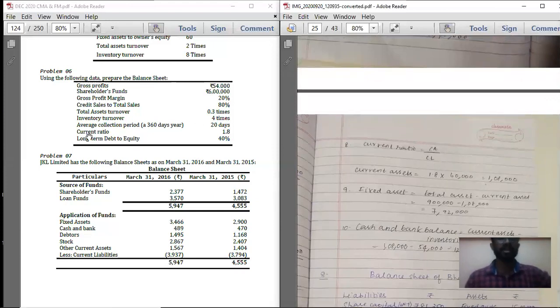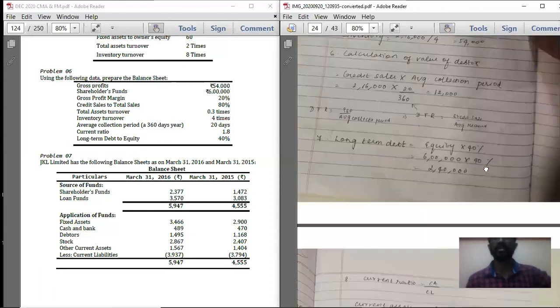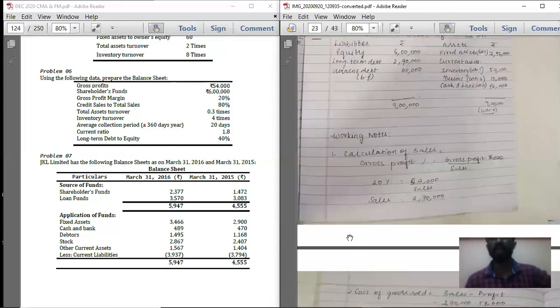Next, what they have given is the current ratio. With this, we can find the current assets. In this, by calculating the balancing figure, we found that current liabilities is 60,000. So when current liabilities is 60,000 and the current ratio is 1.8, then 60,000 into 1.8 is the current assets. Simple.